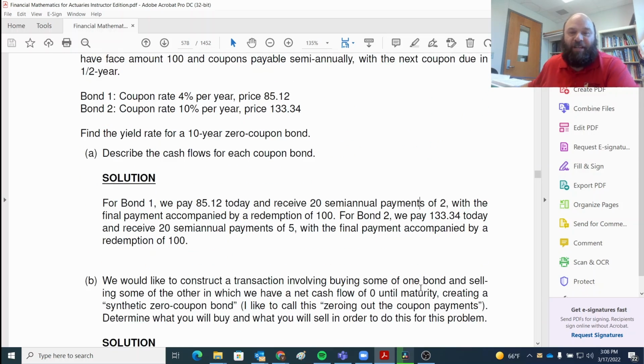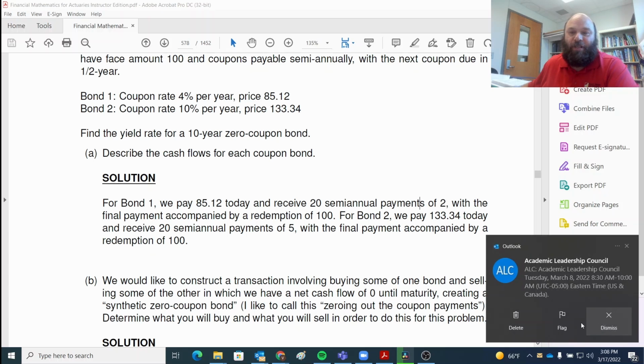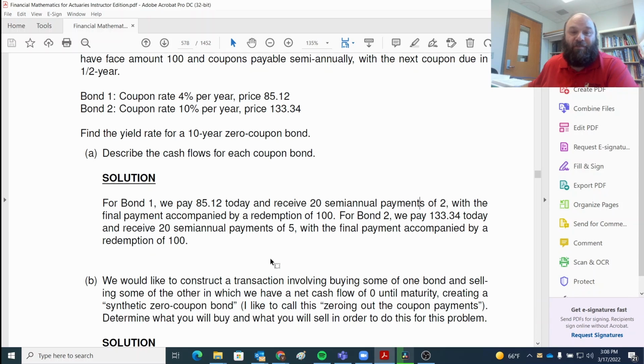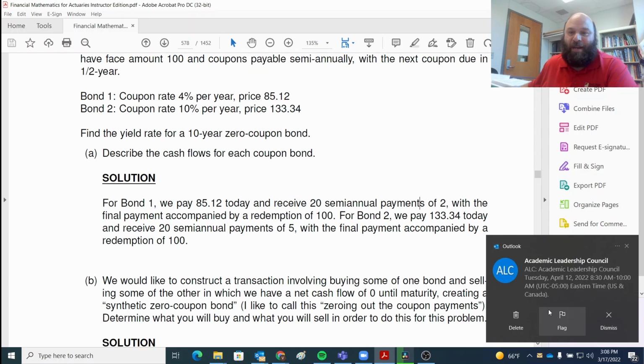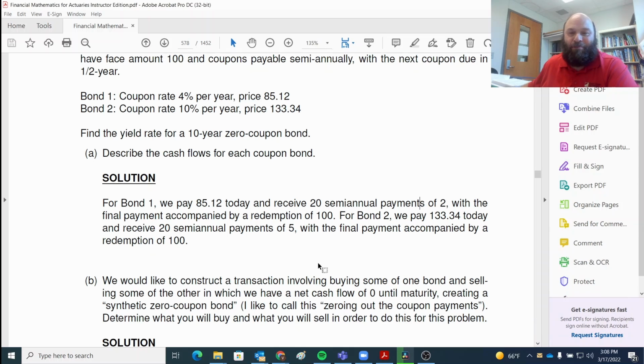And that's what the intro to part B says. We'd like to construct a transaction involving buying some of one bond and selling some of the other, so we have a net cash flow of 0 until maturity, creating a synthetic zero coupon bond. Or as I enjoyed calling it when I wrote this, zeroing out the coupon payments. So let's figure out what we'd buy and what we'd sell.